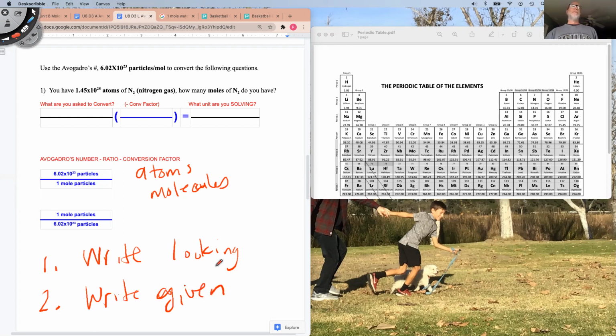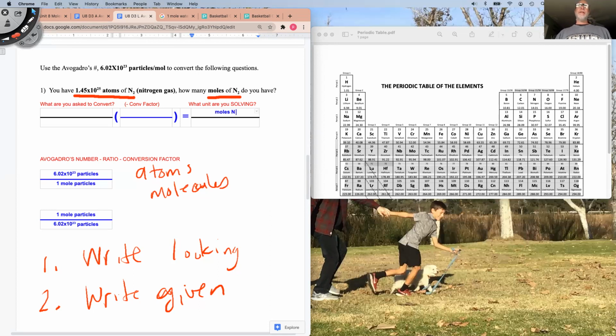Okay, so here we go right here. Let's read the question and solve it. It says you have 1.45 times 10 to the 25th atoms. So you have this many atoms of nitrogen. And it says how many moles of nitrogen? So here's my question. What are we looking for in this question? What are we trying to solve for? That's right, we're solving for moles of nitrogen.